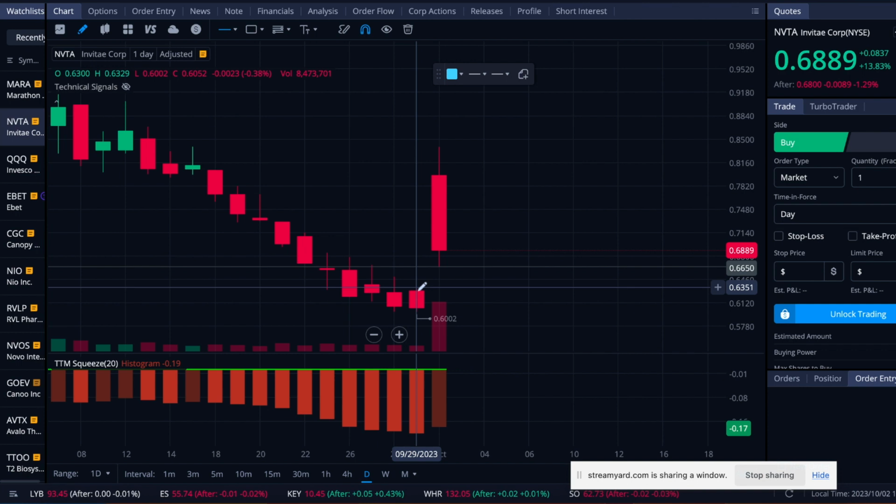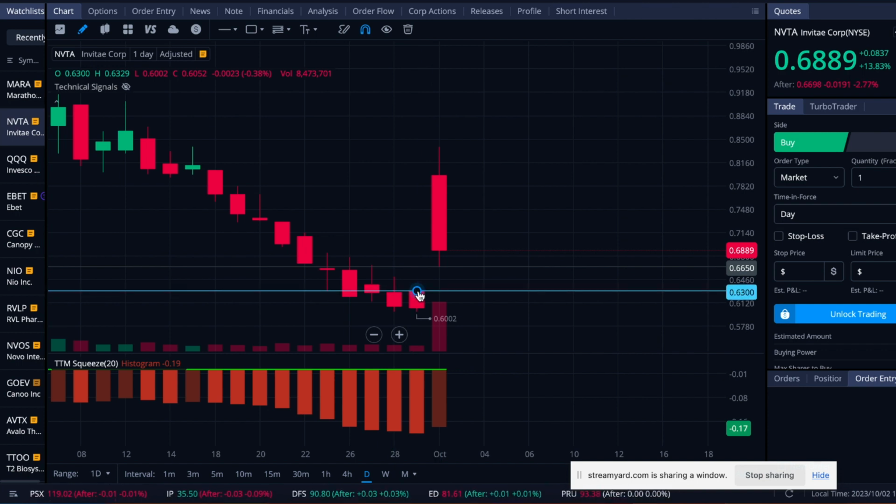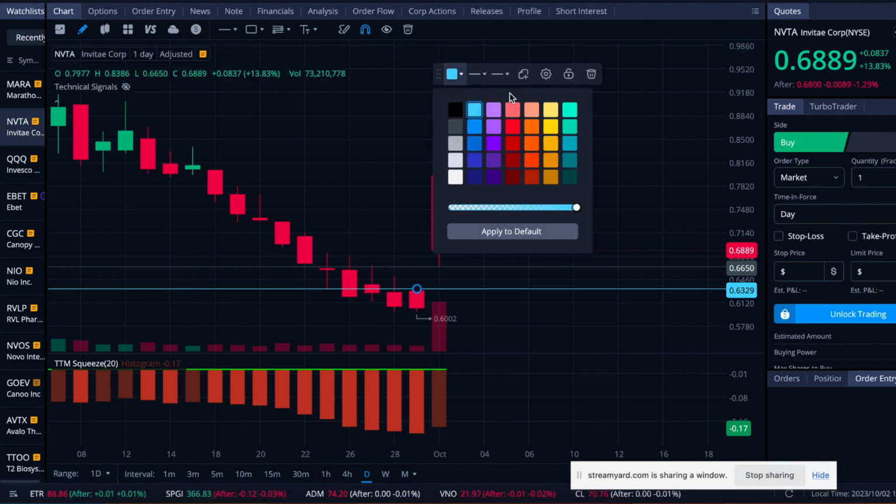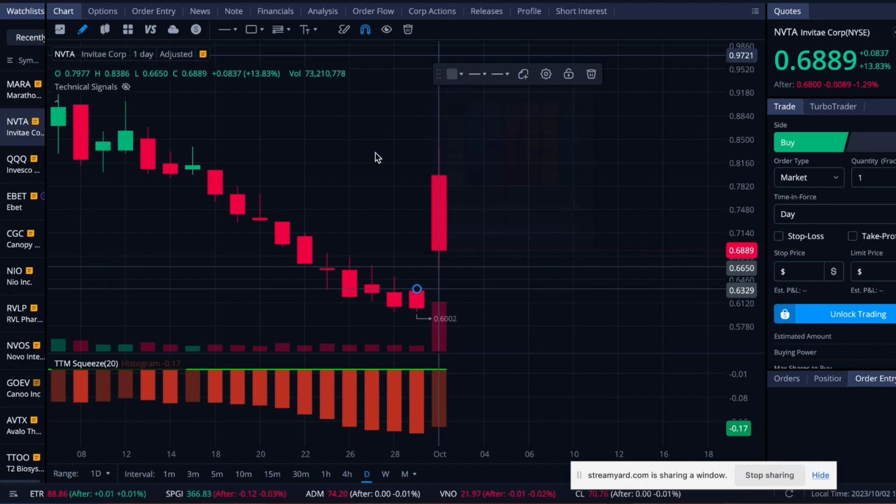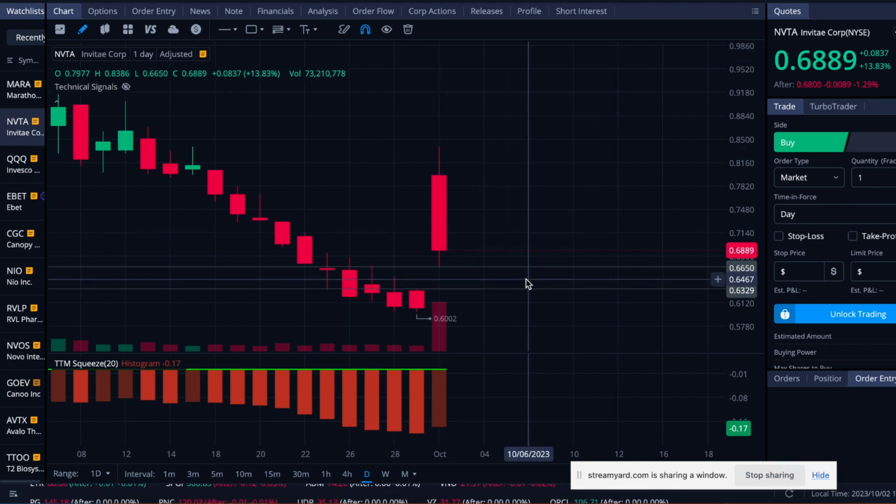And on a high here, 63.29. That's what we're going to want. Pin that to the top. 63.29. There we go. And we'll gray that out as well. All right, so those are our levels.